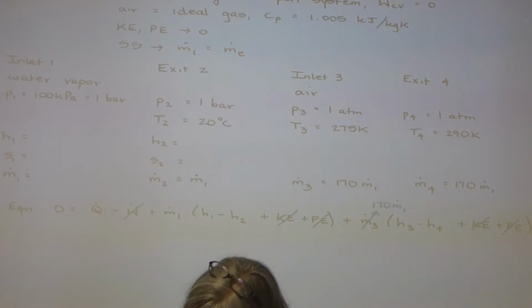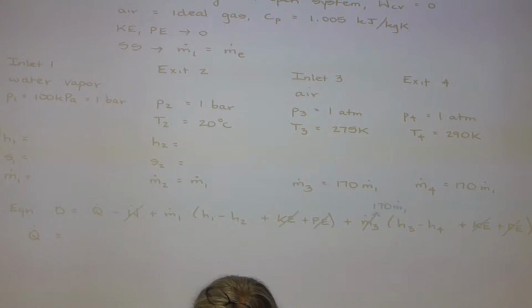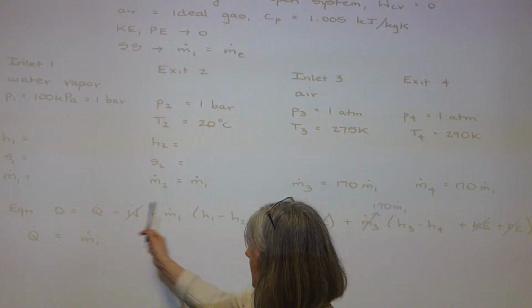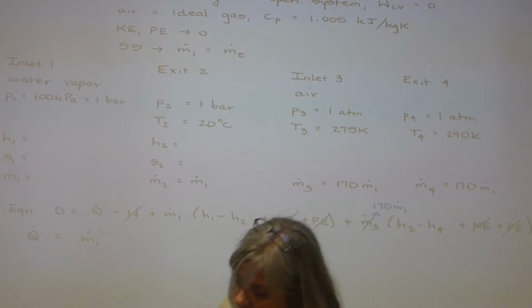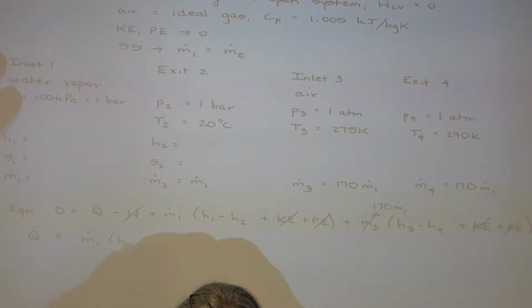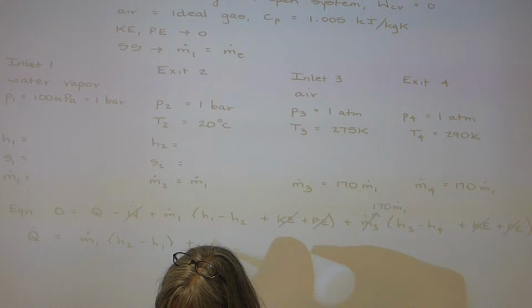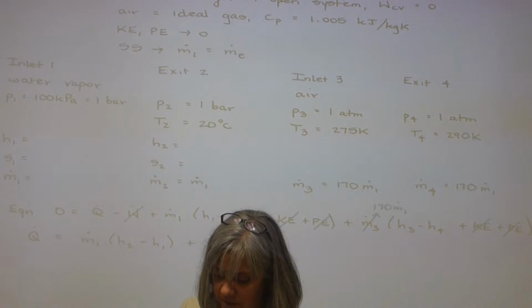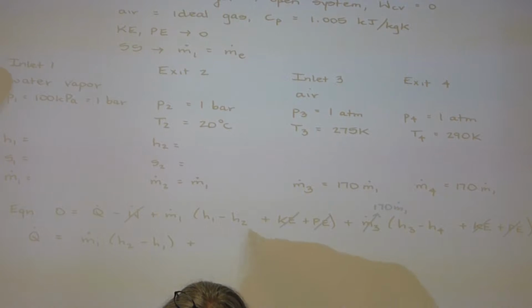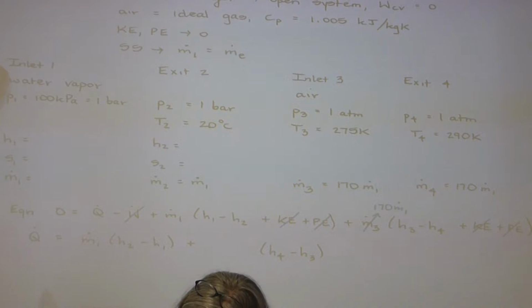So let's go ahead and solve for Q dot. And so we'll have M1 dot, sorry, I meant to put the dot there. And because I'm leaving Q on this side and putting everything on the other side, I'm just going to switch the order of everything. So we'll have H2 minus H1 plus M3 dot. Actually, we know what that is. That's 170 M1 dot, so let's go ahead and put that in. H4 minus H3.